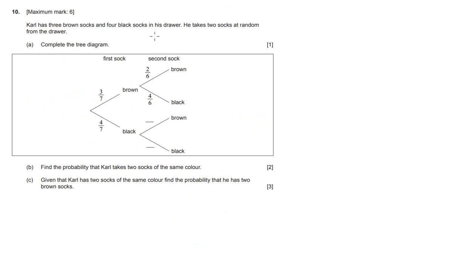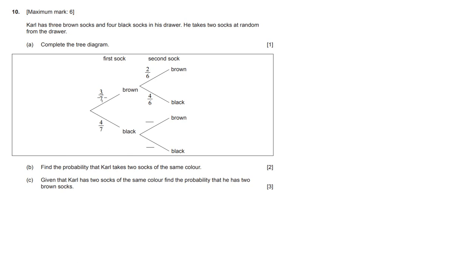Carl has 3 brown socks and 4 black socks in his drawer. He takes 2 socks at random from his drawer. Complete the tree diagram. So here's all of our probabilities. So if he's got 3 of the 7 socks are brown and 4 of the 7 socks are black, now it's saying if you draw a brown on the first one, you have one less brown, so that 3 goes down to 2, and you also have one less sock from 7 down to 6 now, socks to choose from. So this is obviously showing us that there's no replacement when he's picking the 2 socks, okay?